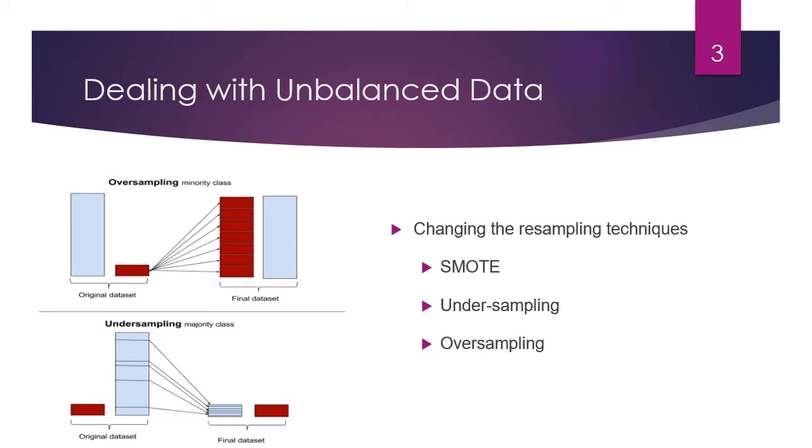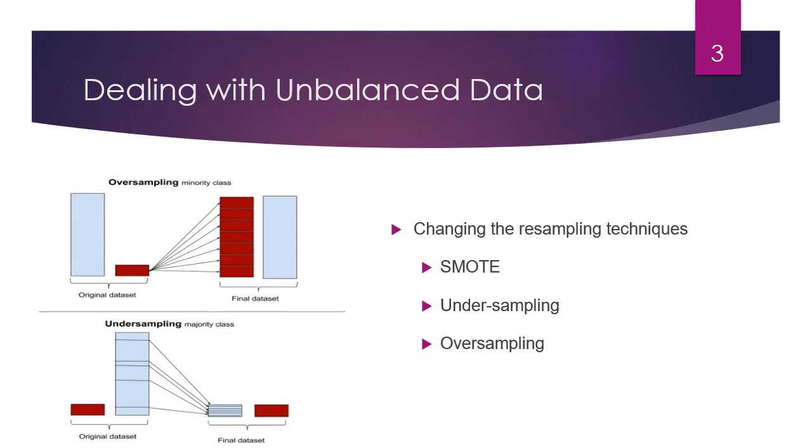Now the question is how we can deal with unbalanced data. In our project, we used resampling techniques: SMOTE, undersampling and oversampling. SMOTE is an oversampling method which creates synthetic samples of the minority class. So it makes our minority class equal to the majority class.